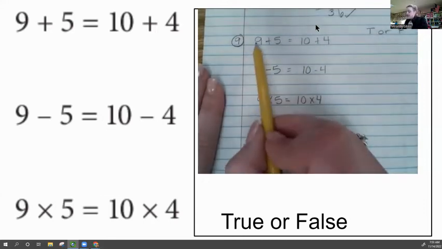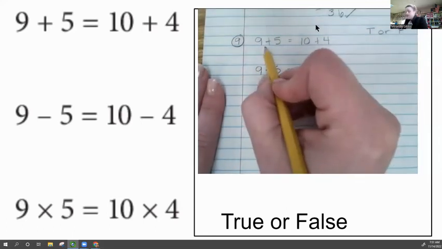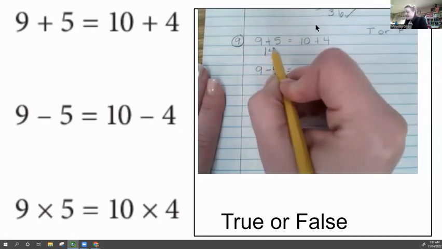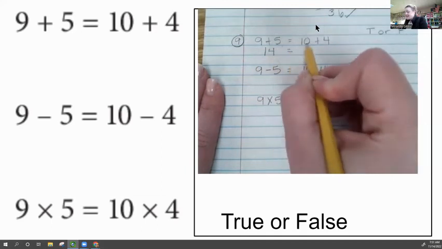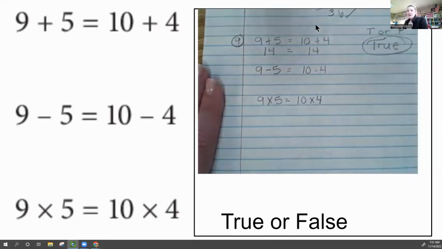Let's see what we have. 9 plus 5 is 14, which is the same as 10 plus 4, 14. So this one is true. All right, let's look at the next one. So if it worked for adding, let's see if it works for subtracting.